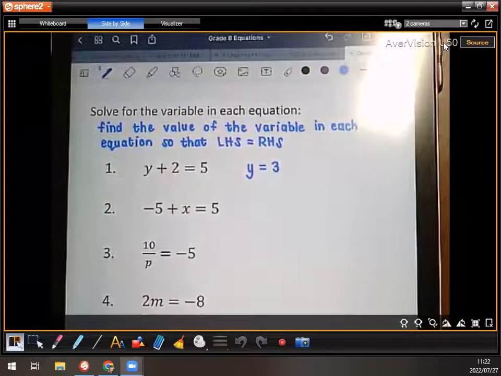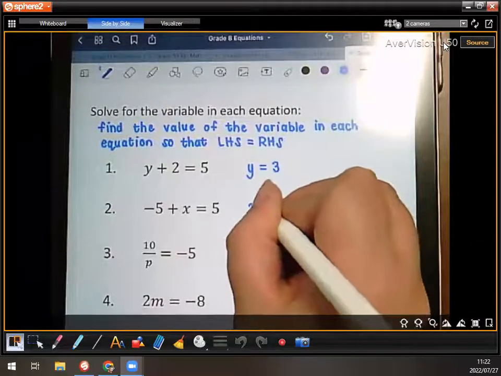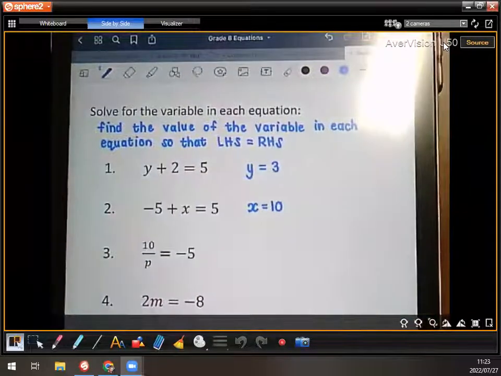Okay, let's look at the next one. The next one is a bit more difficult. Now they're saying negative 5 plus x must be equal to positive 5. So now you need to ask yourself, what number must I add? If it's plus x, I'm adding. What number must I add to negative 5 so that I get positive 5? What do you guys think? 10. Okay, so x is equal to 10.